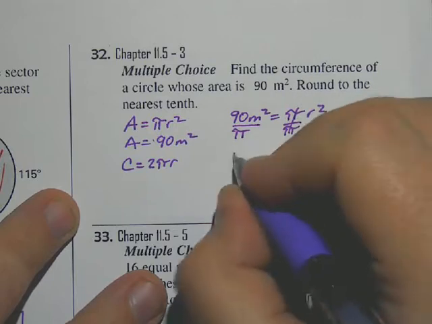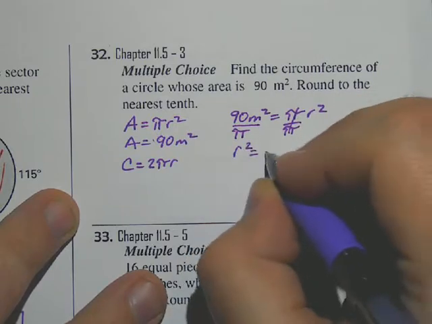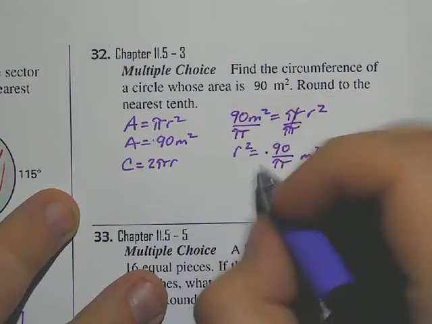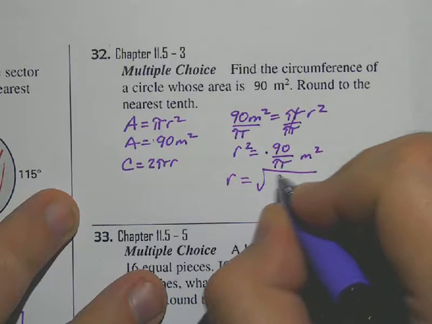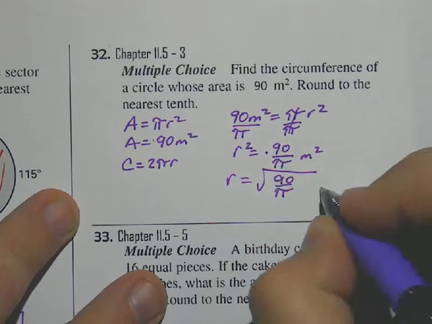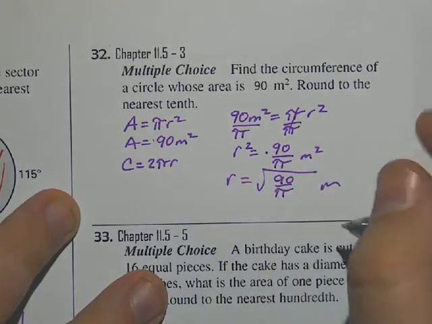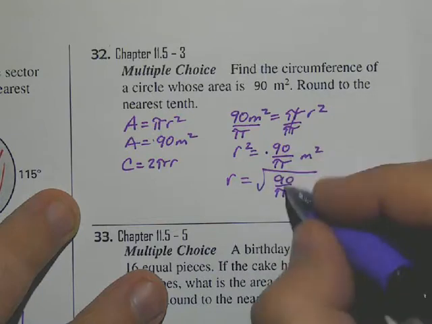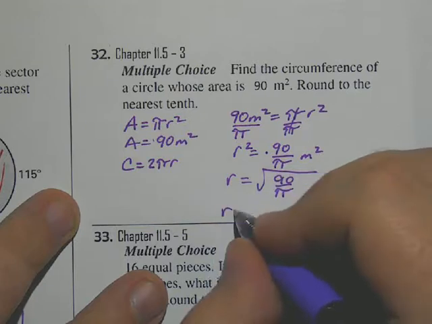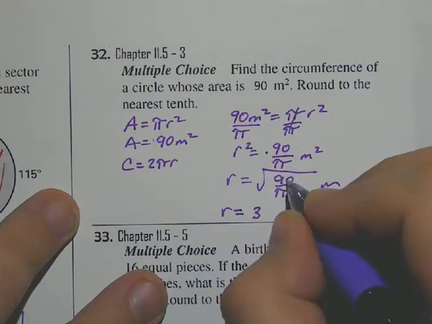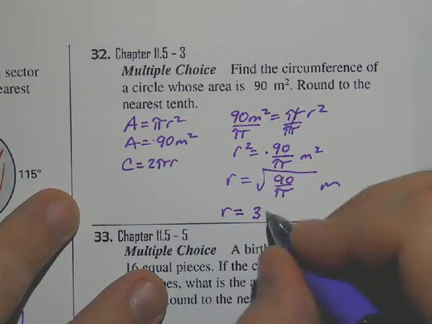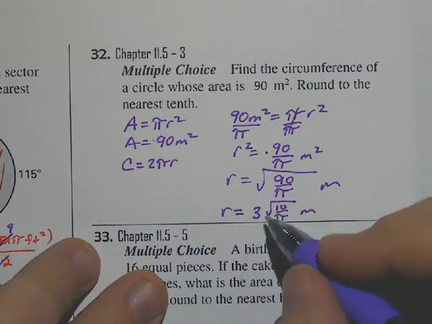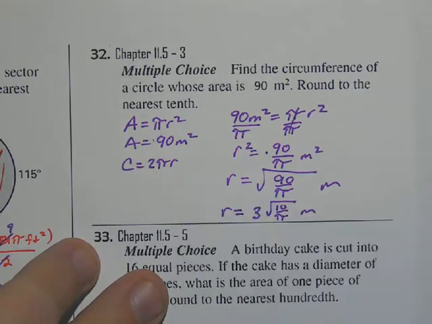And I'm going to get r squared equals 90 over pi meters squared. Square root both sides, and I'm going to get r equals the root of 90 over pi meters. Okay, this will be 3 times the root of 10 over pi, but I'm just going to go ahead and pull that out now. r equals 3, because that's 90, 9 times 10, so 3 times the root of 10 over pi meters. But I need to use this with my 2 pi r to find what c is.